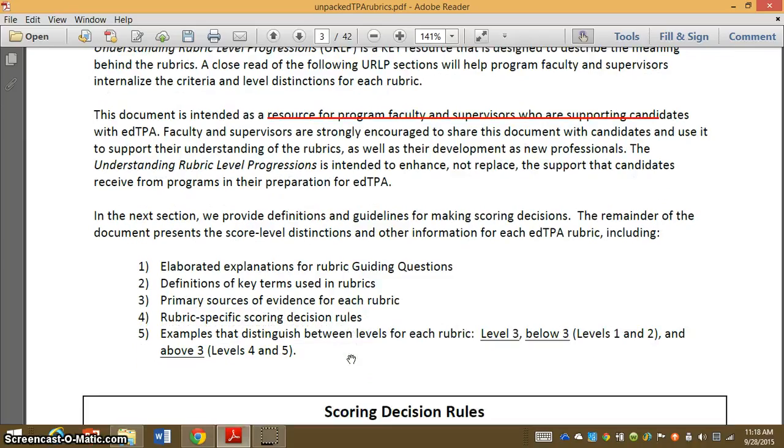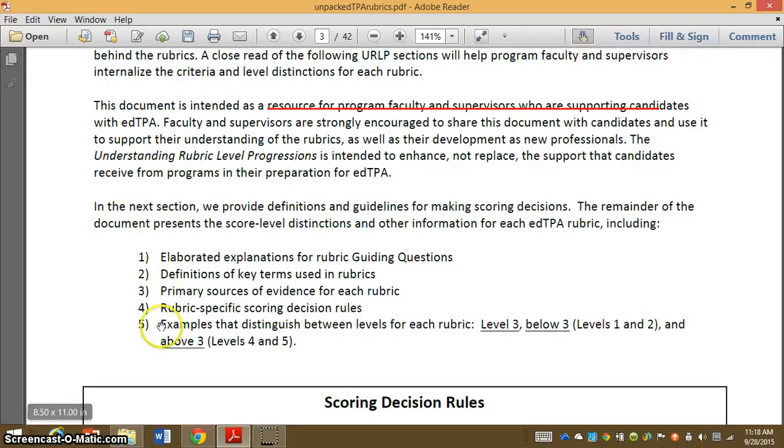supervisors who also have this document, and then it gives you the 4 kind of distinctions, or how scores are distinguished between a 3 and a 4, etc. And just to be clear, 3 is where we start. 3 does not mean a C. 3 out of 5 on the rubric does not mean a C. It's passing. That's where you start. And of course, I want you to be a 4 or 5, but we have to start at 3. We're not even going to think about 1 or 2. We're starting with 3. And this document gives deeper explanations for rubric guiding questions, key terms, primary sources of evidence.